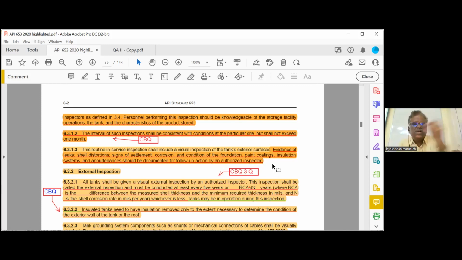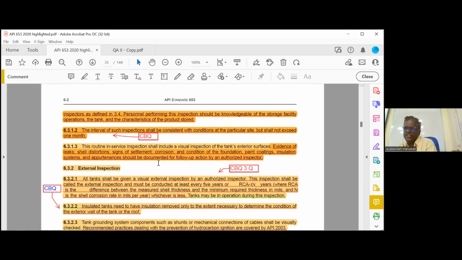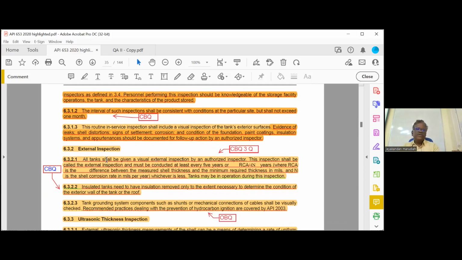Now, next one, external inspection. In your printout, there is something missing. The numbers are missing. The RCA, N, they are missing. But we have edited it now. We will give you the soft copy. Okay, you write it, no problem. Yeah, RCA, you have to write it because it is missing, because we noticed lately.